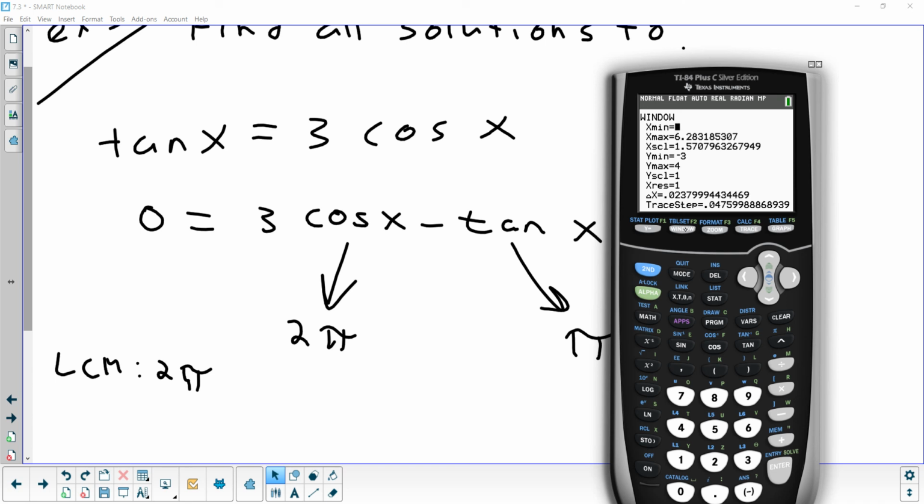Okay, window's fine, 0 to 2 pi. What do we know about the range of tangent? I know the range of cosine is negative 1 to 1. What's the range on tangent? Yeah, it's negative infinity to positive infinity, which means that this graph is going to go off the screen. So you're not going to be able to go, obviously, to negative infinity to positive infinity, but maybe negative 8 to 8. That should give you a pretty good idea of what's happening. So let's hit graph.